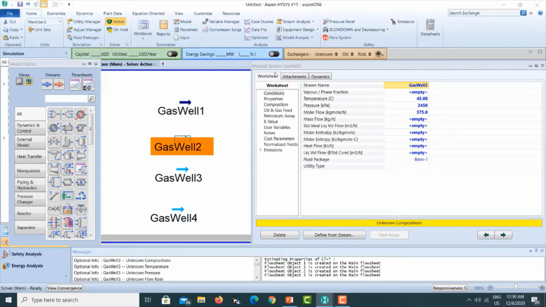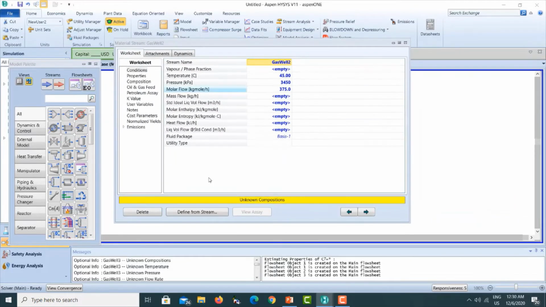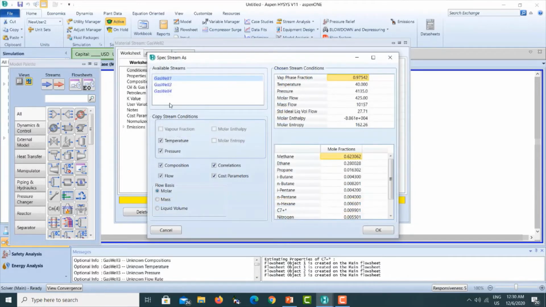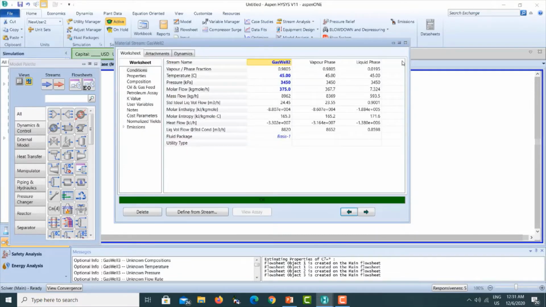The way we can do this easily is we click on this button, define from other stream. This window will open. From here we collect the information from gas well 1. What information do we need to collect from gas well 1? We don't need temperature, pressure, correlations, cost, or flow. We need only the composition, and then we click on OK. So stream well 2 will be defined.